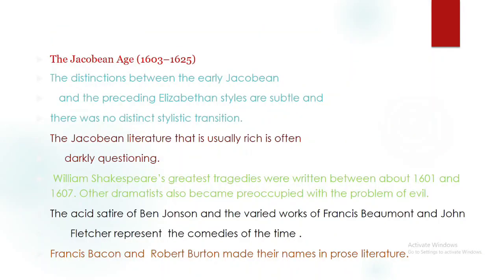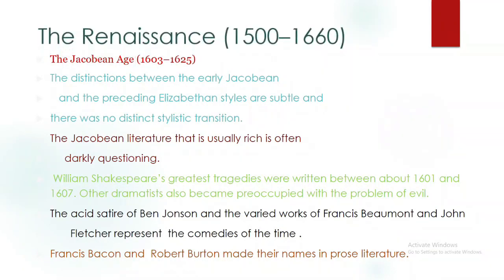The Jacobean Age. The distinction between the Elizabethan and the Jacobean is subtle, with the latter being rich. The tragedies of William Shakespeare, acid satire of Ben Jonson, varied comedies of Beaumont and John Fletcher, and the prose literature of Francis Bacon and Robert Burton remain as worthy Jacobean literature.